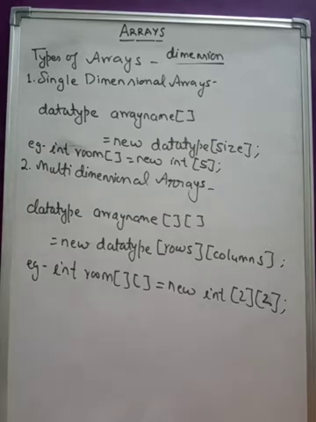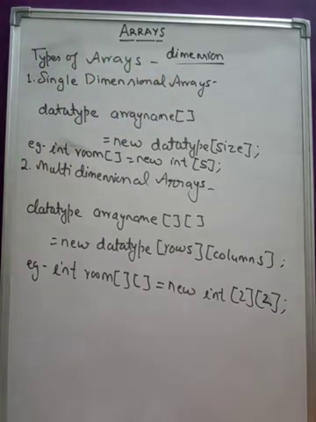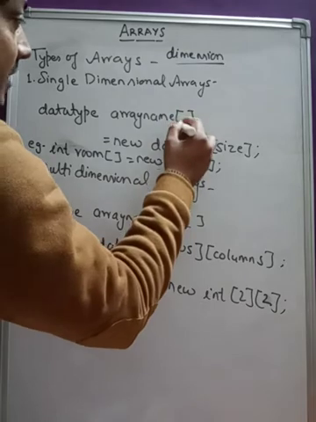In Java, we have two kinds of arrays: the single dimensional array, or in short SDA, which is the short form of single dimension array, and the multi-dimensional array. The name itself says single dimension array. That means you will be storing the values by just counting the number of square brackets.